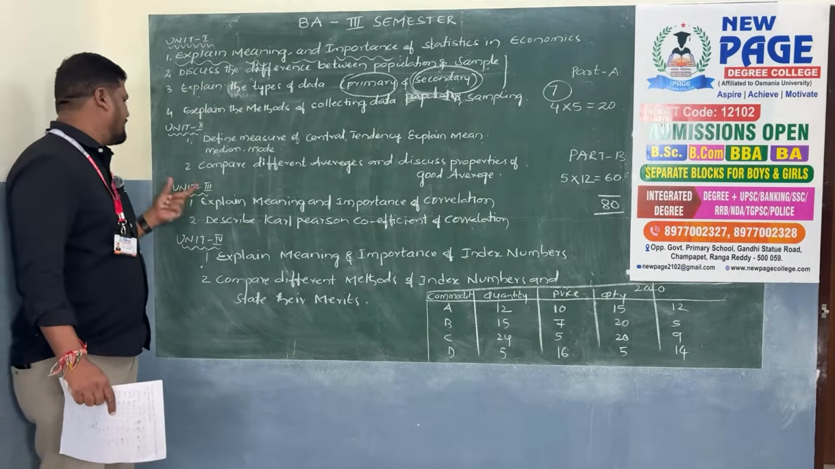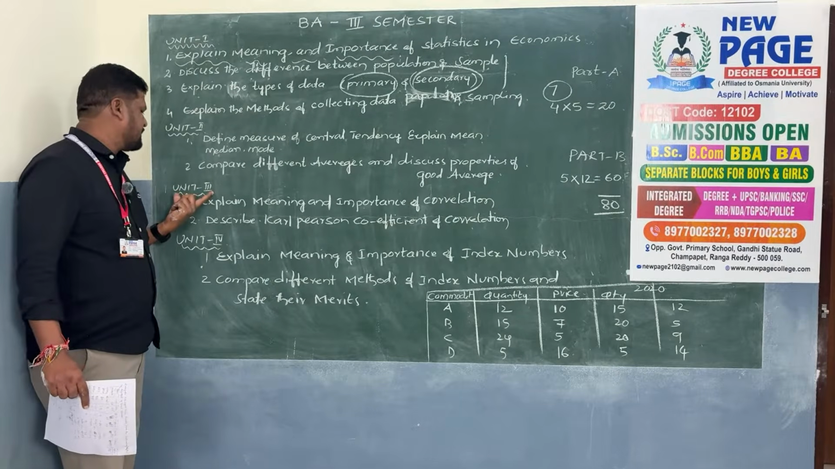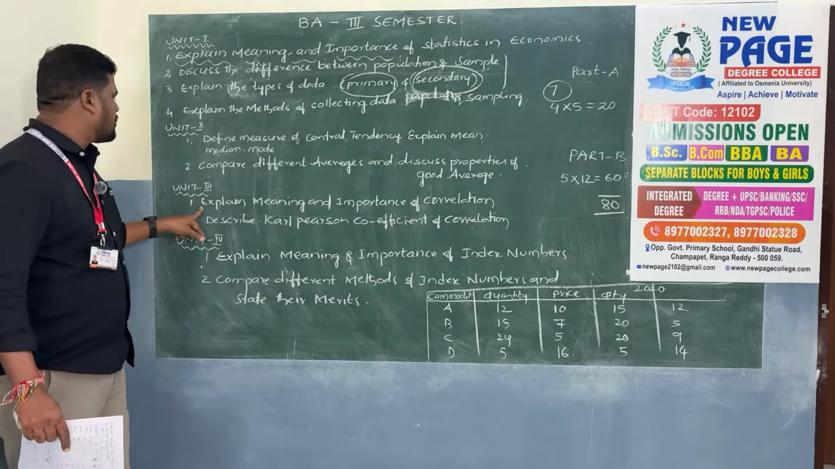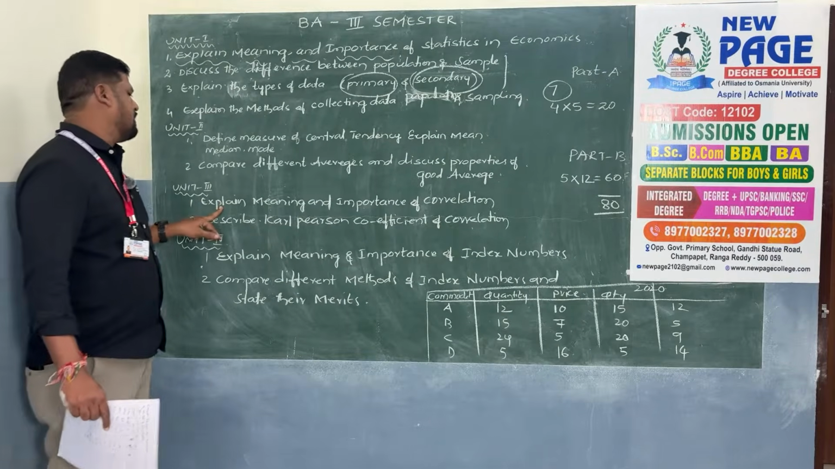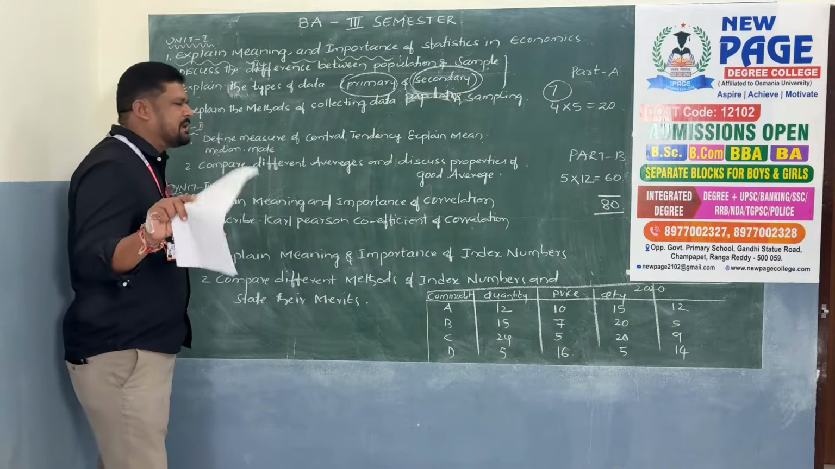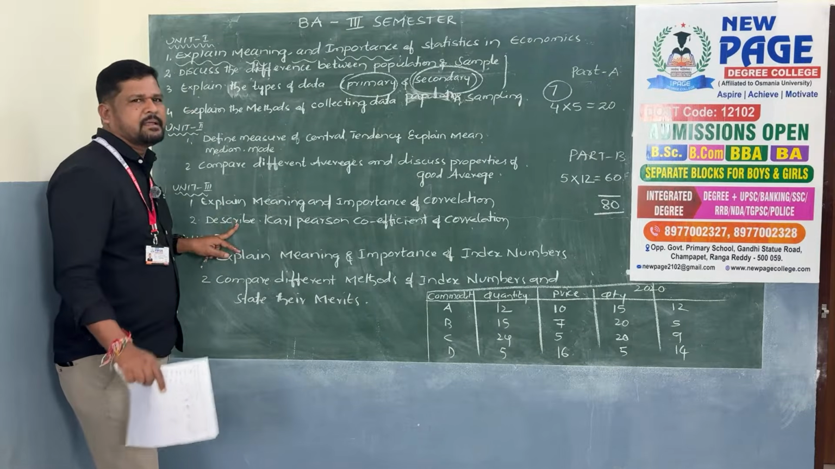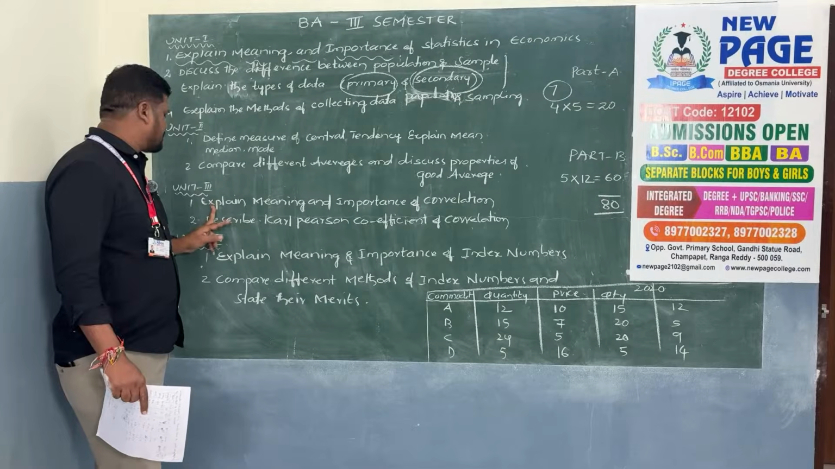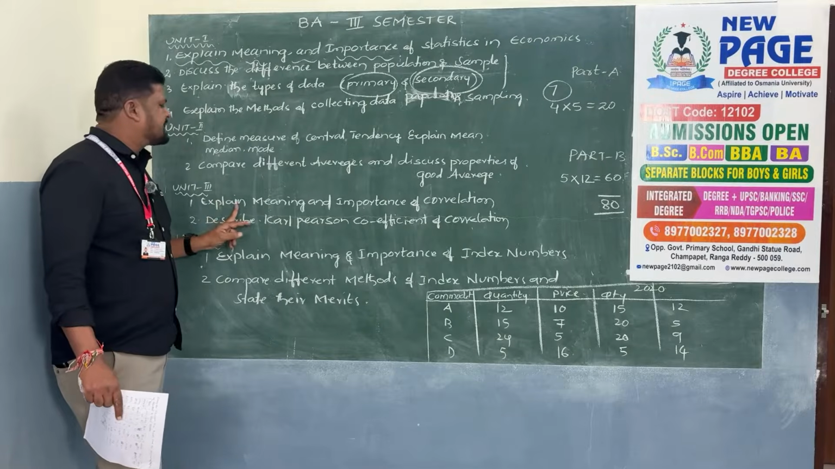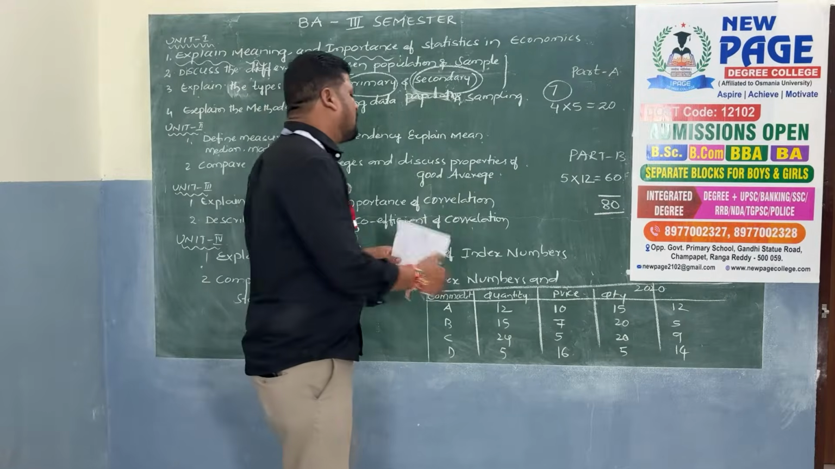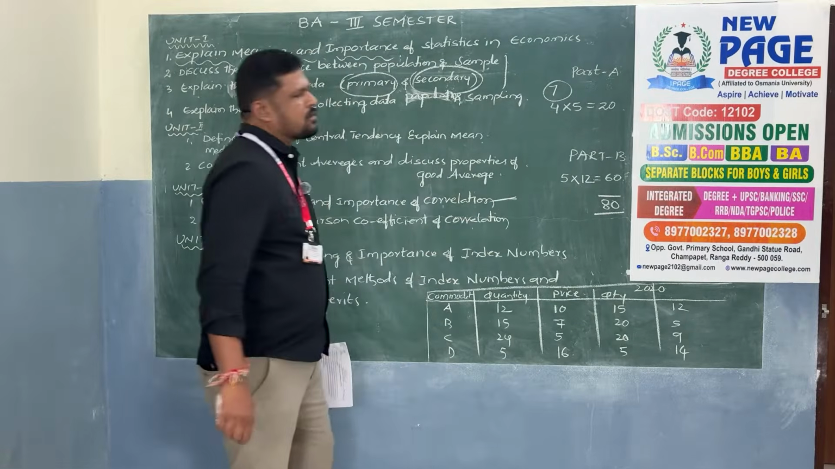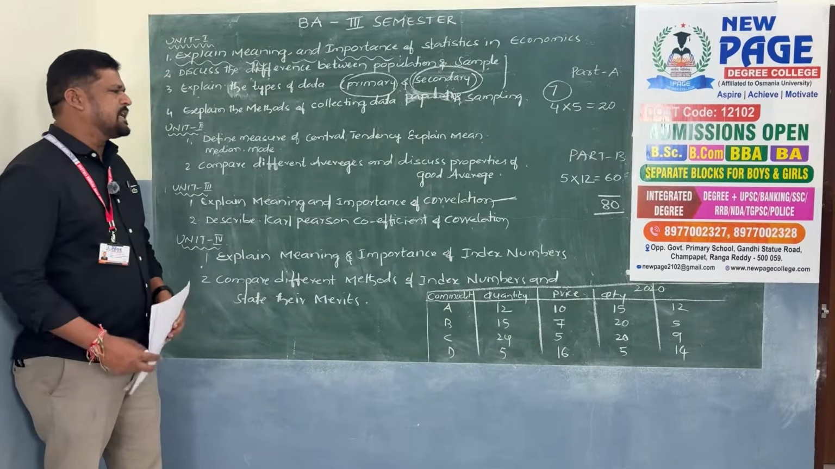Third unit. Here two important questions are there. In this unit also one question will be a theory question and another question will be problematic. First question, theory important question: explain meaning and importance of correlation. So this is most important. Correlation. What is the correlation?